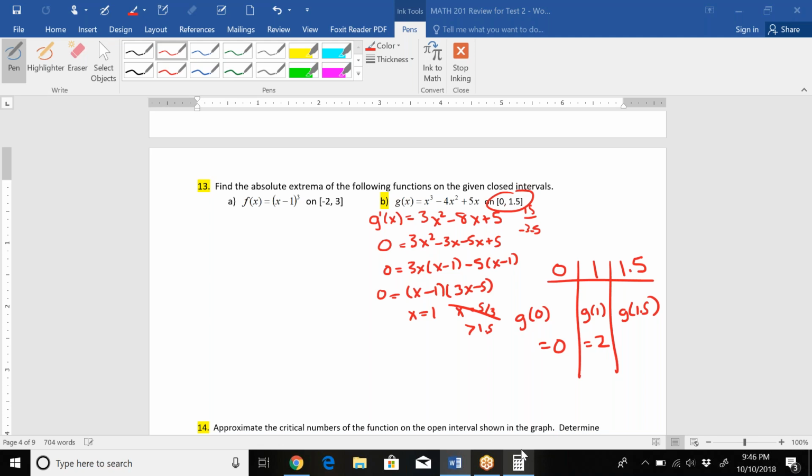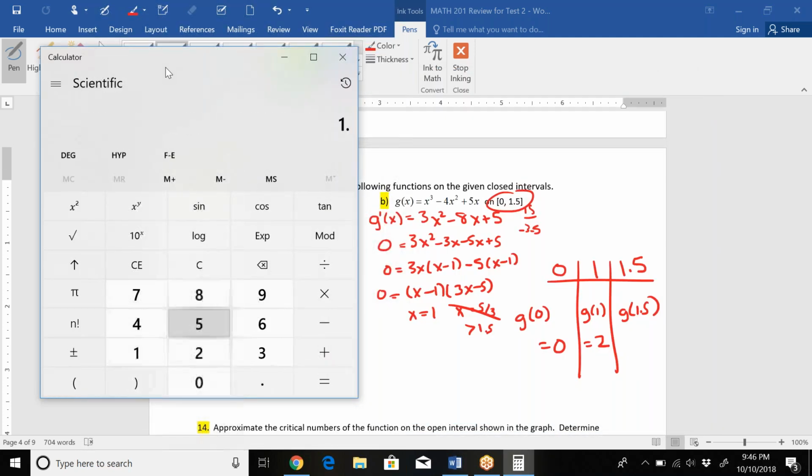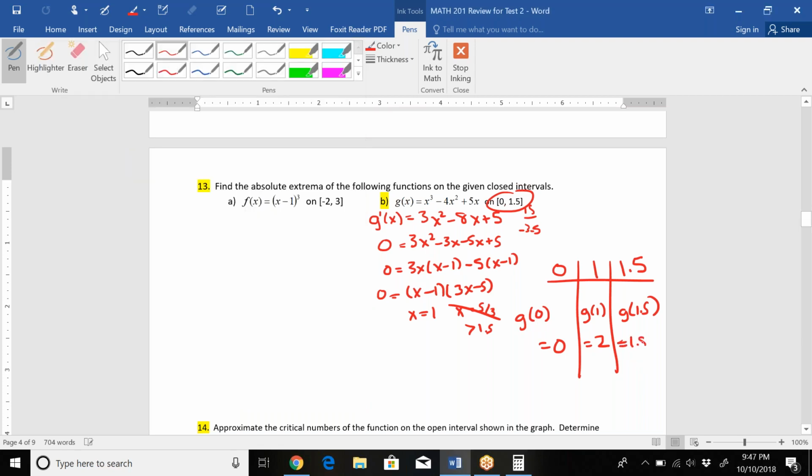So 1.5 is going to need my calculator. So this would be 1.5 raised to the third power minus 4 times 1.5 raised to the second power, and then plus 5 times 1.5, which comes out as 1.875. So out of all three of these are ordered pairs, (0, 0), (1, 2), (1.5, 1.875).